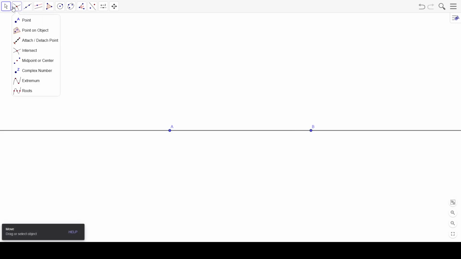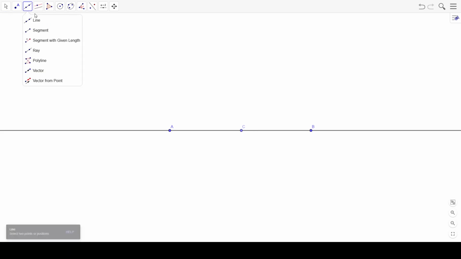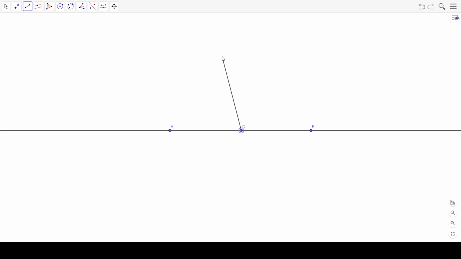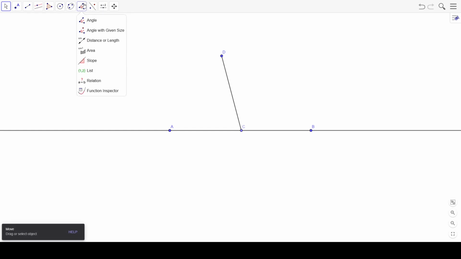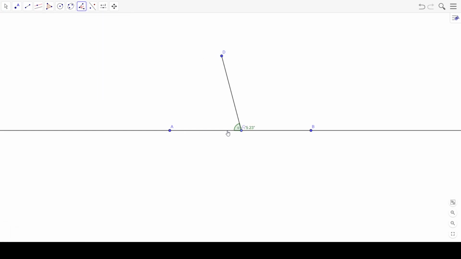So let's visualize what this looks like. Suppose we have a straight line AB, and then let's put another point in the middle there, C. And then let's say that we have a line segment coming out of C to the point D. And what I'm going to do here is use the angle tool to give us a measurement of these two angles. You'll see they have little round symbols there.